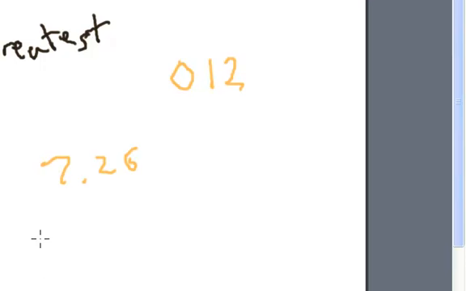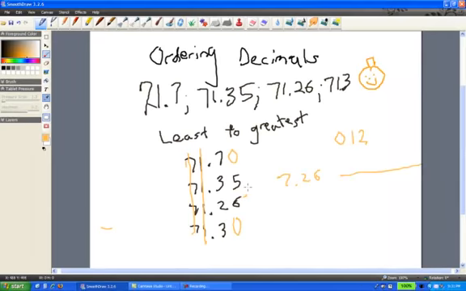So we're done with that one. We can cross that one off. Our next lowest one is 7. Well, let's see. Either 3 or, well, these 3's aren't going to do me any good, so I look at the next place. Well, our next lowest is clearly the 0 there, right? So 71.30 would be the next lowest. And then we are left with 71.35 or 71.70. Well, 71.35 is, of course, less than 71.70.